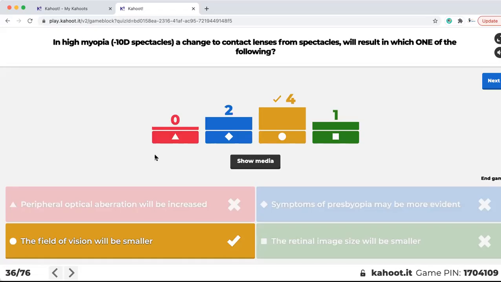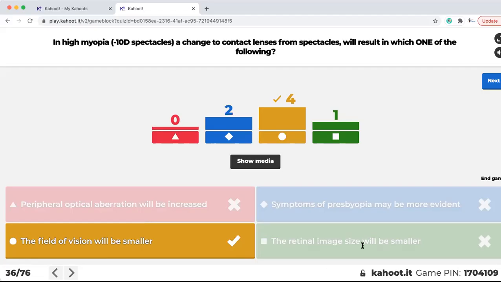And the third, the field of vision will be smaller. This is the correct answer. So we mentioned that the high myopic glasses can cause image distortion. The prismatic effect of the lens periphery can cause an enlargement of the visual field, and hence when the patient is shifting from glasses to contact lens, the visual field becomes smaller.